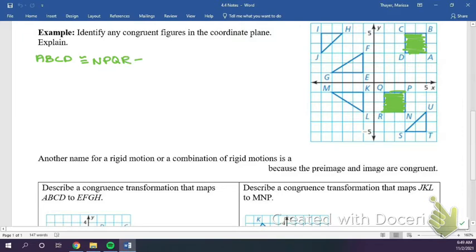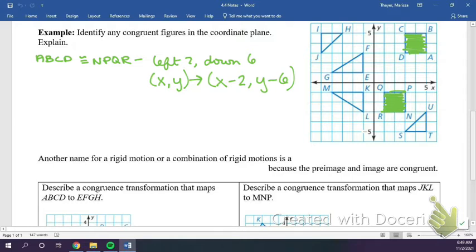How is it congruent? There's a couple of ways that you can say. You're just going to describe what transformation must occur to get from one to the other. I'm going to say it's a translation. It's shifting left 2, and then down 1, 2, 3, 4, 5, 6. So you're going to write the rule for that: (x, y) goes to (x minus 2 for left, y minus 6 for down).